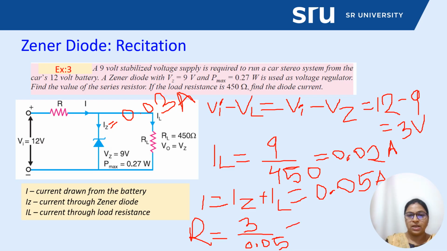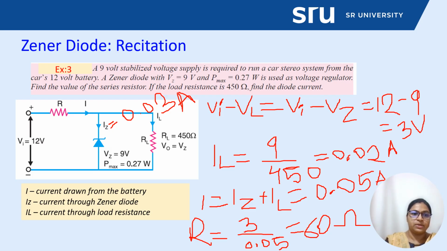So this is basically equal to, if we divide this, it will become around 50 ohm. So first we have to see what is given in the problem.